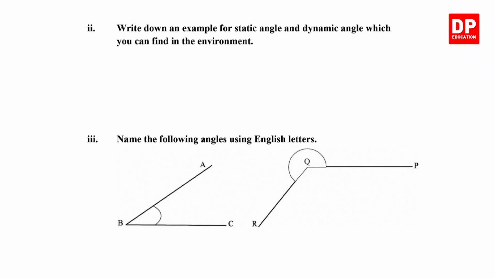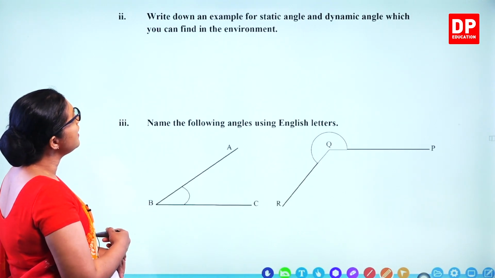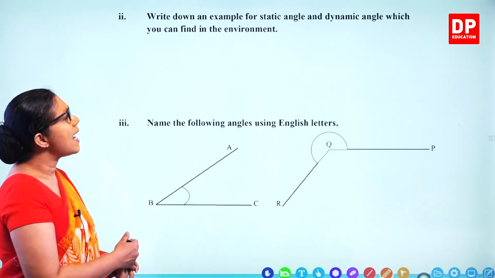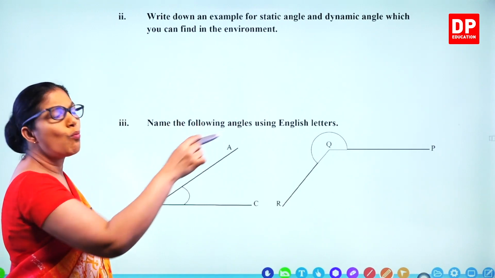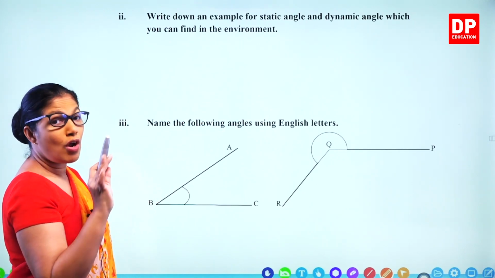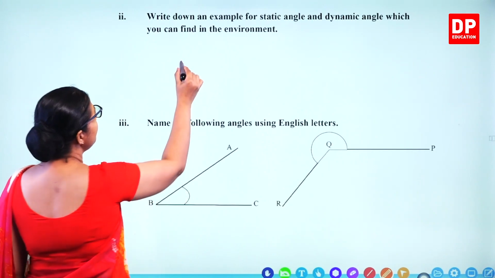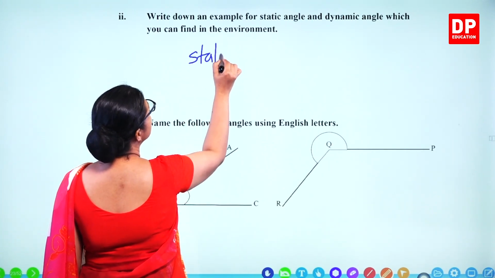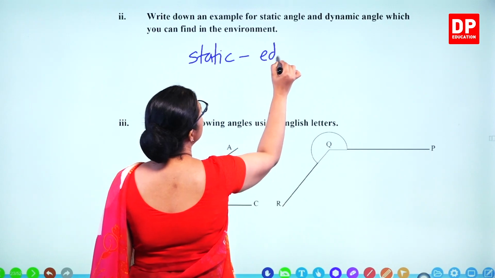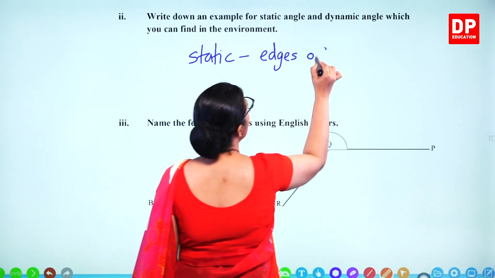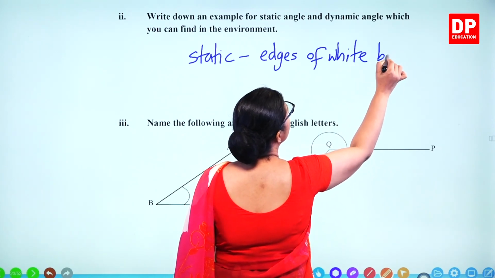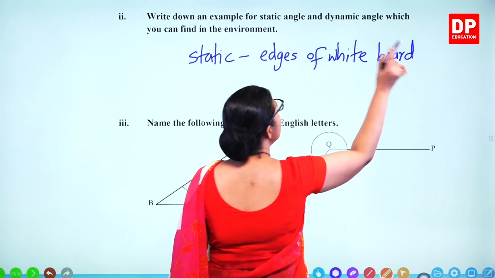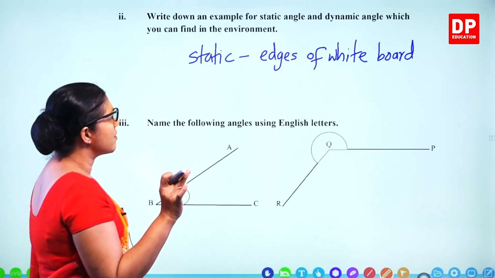Part 2, write down an example for static angle and dynamic angle which you can find in the environment. Static means fixed. It's not changing. Edges of the whiteboard. That's not changing. Static. Edges of whiteboard. Edges of table. Edges of the TV. All are fixed, not changing.